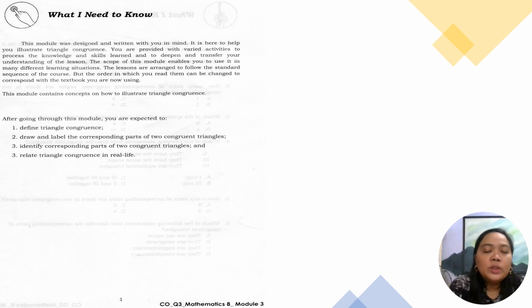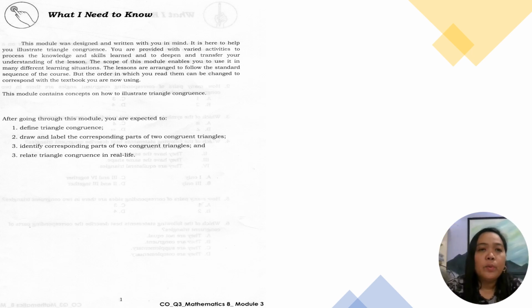Now kindly proceed to the first page of your SLM, the What I Need to Know part. After going through this module, you are expected to define triangle congruence, draw and label the corresponding parts of two congruent triangles, identify corresponding parts of two congruent triangles, and relate triangle congruence in real life.